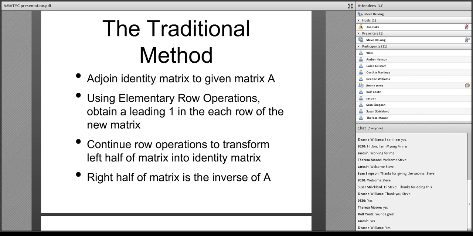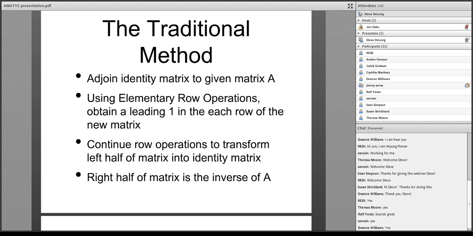You're going to adjoin an identity matrix to your given matrix A, and then you're going to use elementary row operations, obtaining a leading one in each row of the new matrix, then continuing row operations to transform the left half of the matrix into the identity matrix. When you're finished, the right half of the matrix is the inverse of A. And I think that that's a fairly well-known algorithm. Students tend to understand it, at least in theory, fairly well.